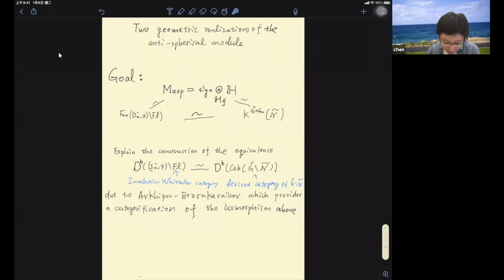And today I will explain a categorification of this isomorphism. Namely, we'll replace the left-hand side by the so-called Iwahori-Whittaker category, and the right-hand side is the equivariant derived category for the Springer resolution for the dual group. And this is due to Arkhipov and Bezrukavnikov. So that's the goal today.